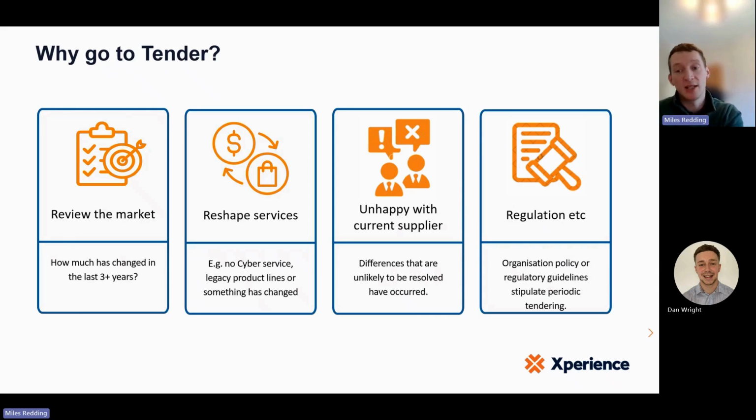So a lot of the reasons that we're seeing that some people go to tender is actually just the existing provision isn't quite as fit for purpose as it needs to be. And there's that need to reshape, redesign, or rescope some of the services that are being delivered.